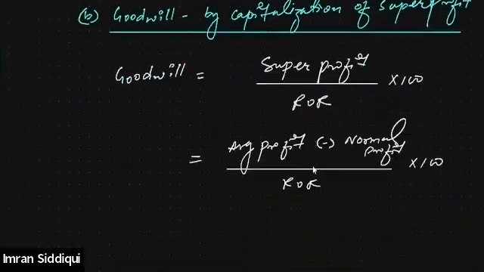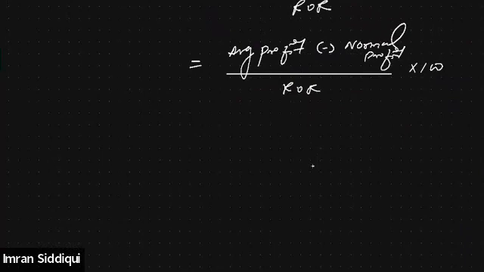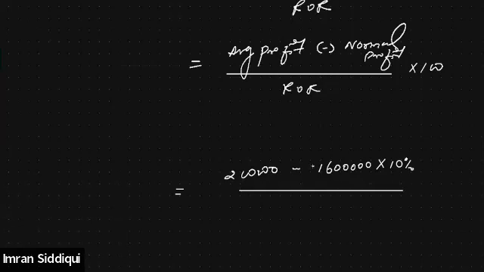But the thing is that we don't have to do any calculation for finding out the average profit, because average profit is already there in the question, 2 lakh. And in order to find out the normal profit, we need to multiply the capital employed, which is 16 lakhs, with the rate of return, which is 10%, right? And dividing it by ROR, which is 10 into 100.